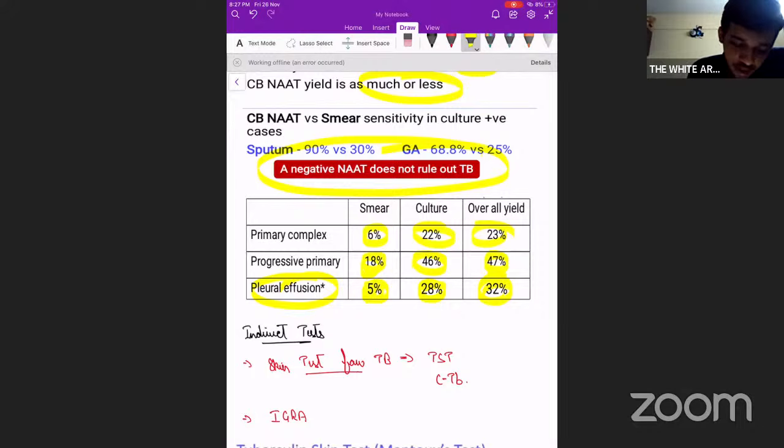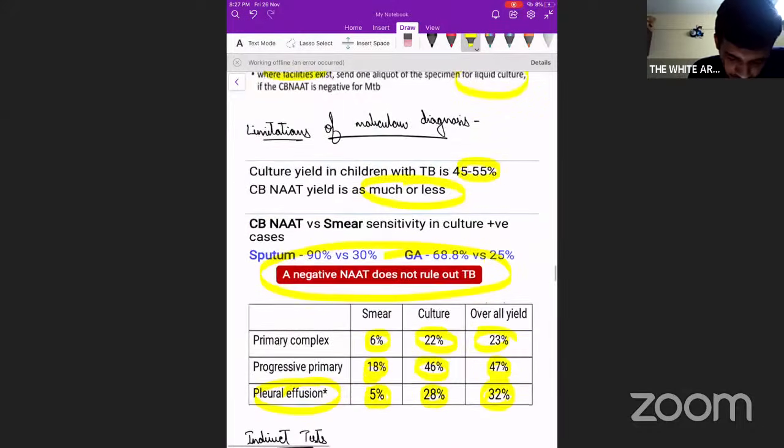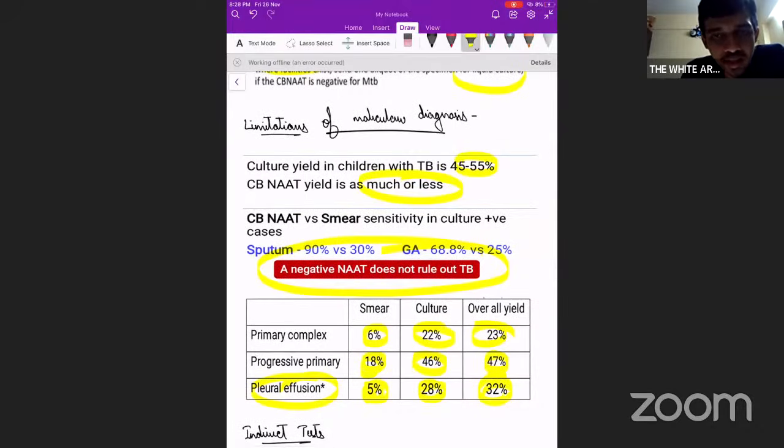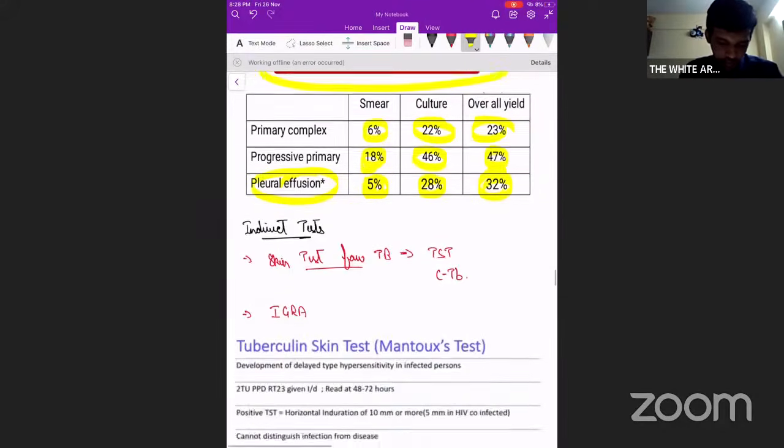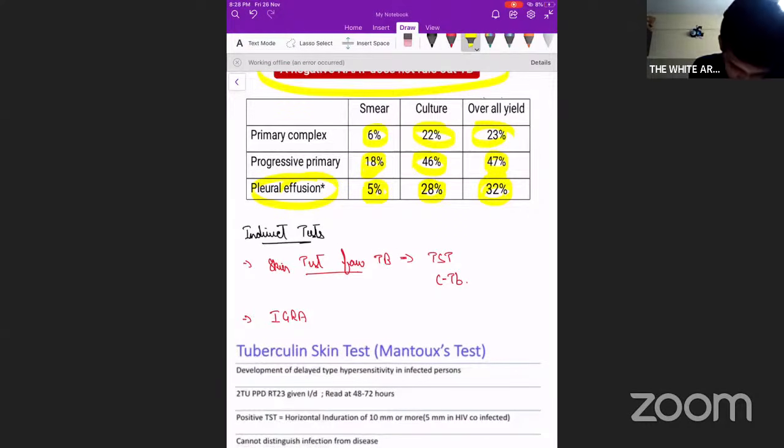limitations. Now, as we've discussed, what are the indirect tests that are possible? To indicate that there is infection, even though we are not able to diagnose, if we need some amount of supportive evidence that the child has tuberculosis infection, what is the test? Anyone? This is where the tuberculin skin sensitivity test and IGRA have a role.